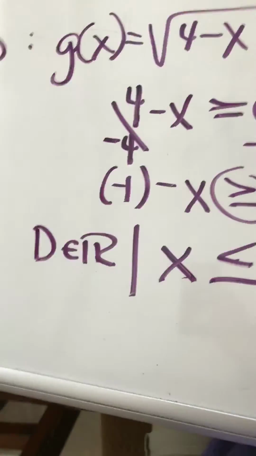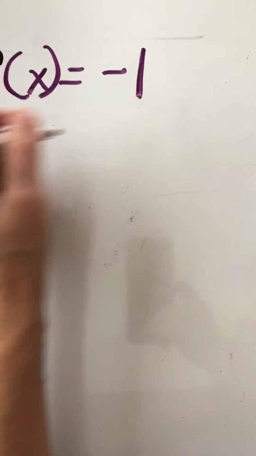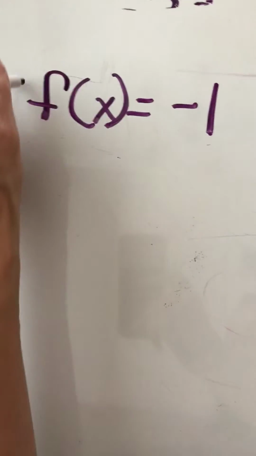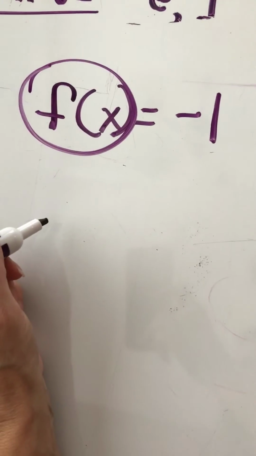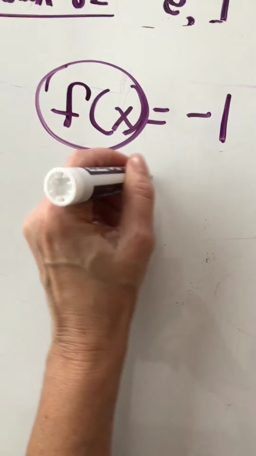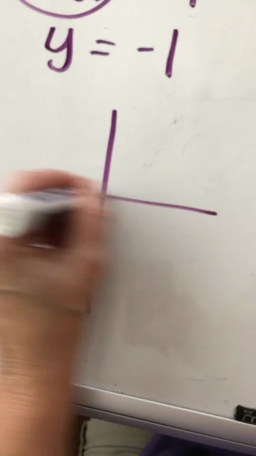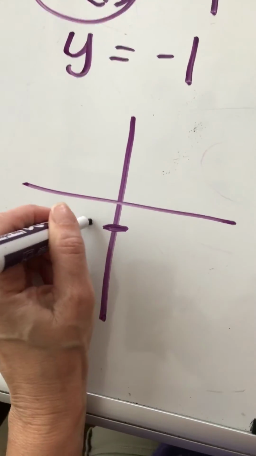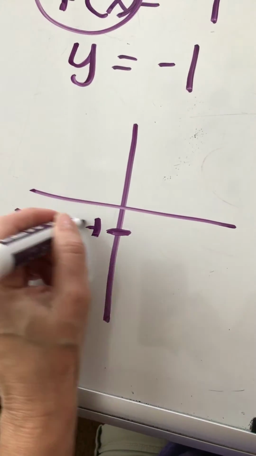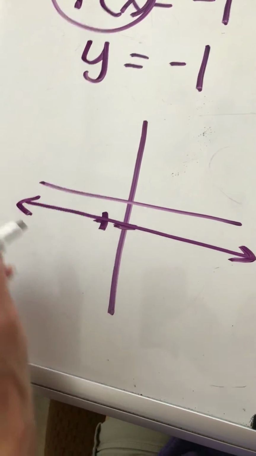Number 9 says, what is the domain and the range? So we're looking for the domain and the range of this function, f of x equals negative 1. This is our y value. Y equals negative 1. If I graphed this, there's negative 1. The line would be a horizontal line.